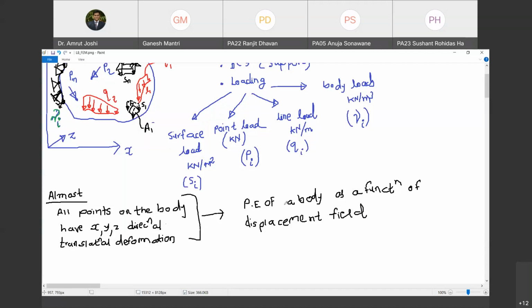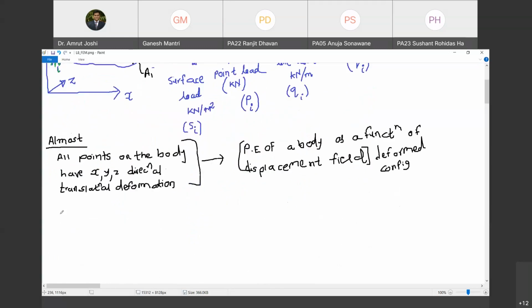Okay, so we are going to do this. Now, this is the step that we have to write down. Tell me, what is the expression for potential energy? This is to be written in the deformed configuration. Do you agree with me? Yes, sir. This is in deformed configuration.